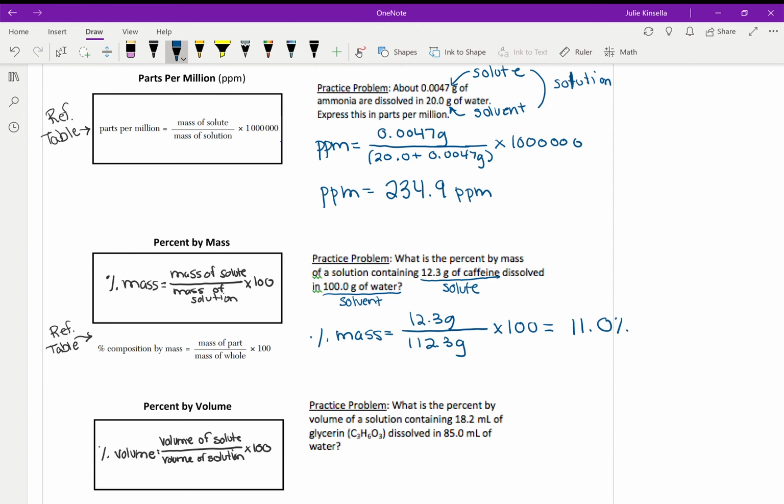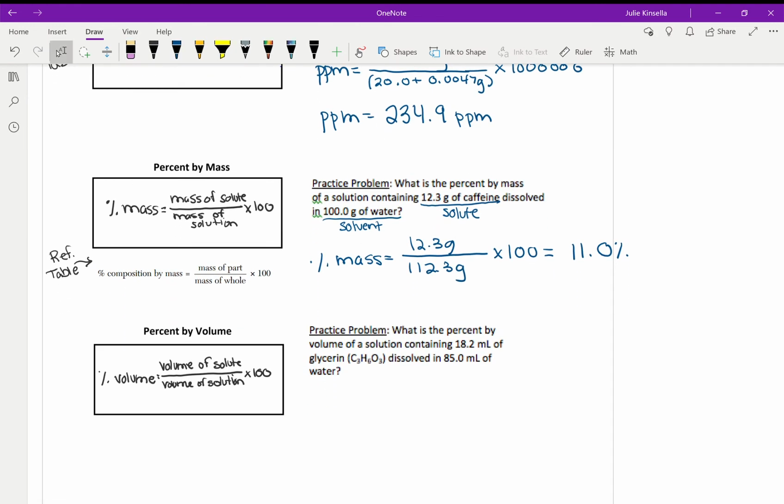Finally, for percent by volume, this isn't on the reference table, but it's exactly the same as percent by mass, except we're looking at volumes, usually milliliters or sometimes liters. One thing I am going to have you change here is that instead of doing this with water, I'm going to say it the way you're going to see it on the practice: glycerin contained in 85 milliliters of solution, just so you can see a comparison, because you're going to be going back and forth when you do a little bit of practice.